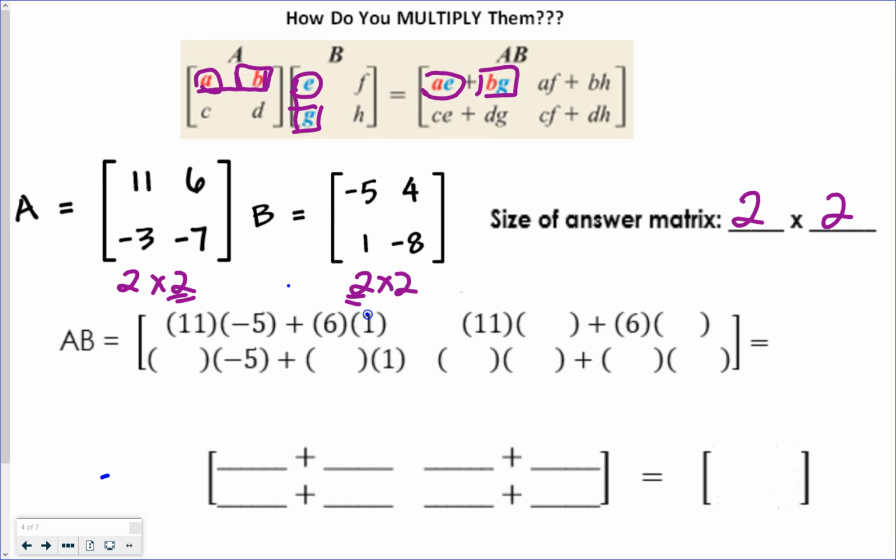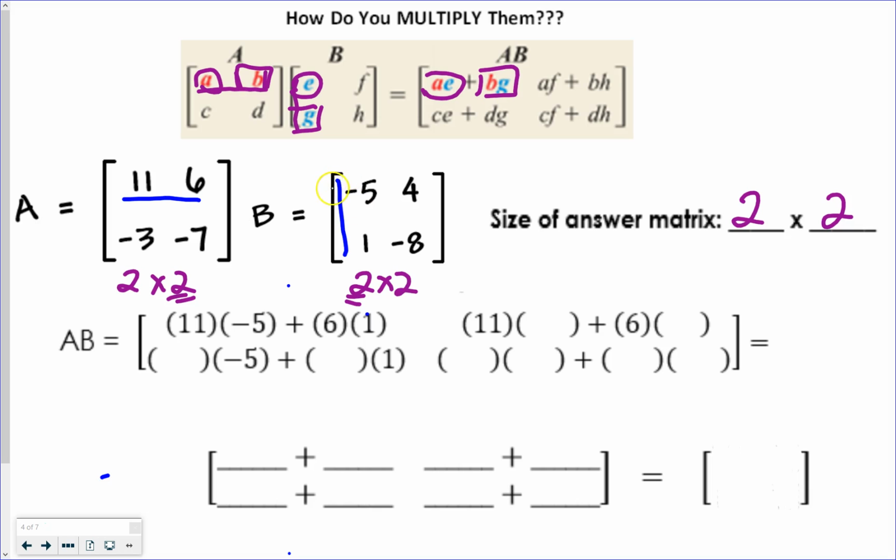There we go. So, see how I did 11 times -5 and then 6 times 1? That came from my first row and my first column. The 11 and the -5 both came first. And then the 6 and 1 both came second. Okay? So, that's how you match them up together. All right?